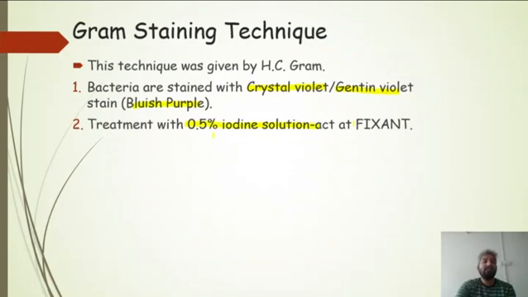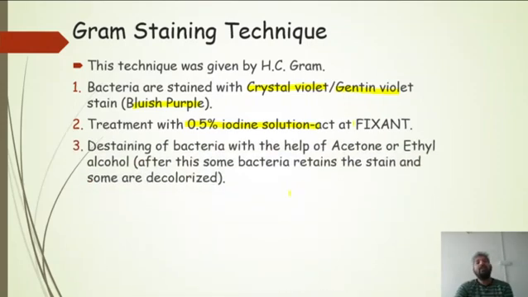What does this iodine solution do? The iodine solution forms a complex with the crystal violet. It forms the crystal violet iodine complex. It means it is acting as a fixant, it is acting as a mordant. So it will fix that color in the bacteria.